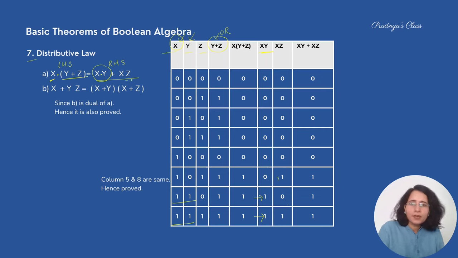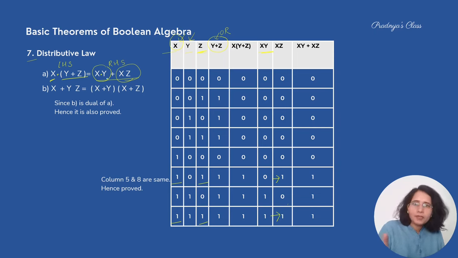Now, let's find out the AND operation between x and z. For x and z, we have here both the inputs as 1 for these two combinations, that's why we are getting answer as 1. For the rest of the combinations, we are getting 0.